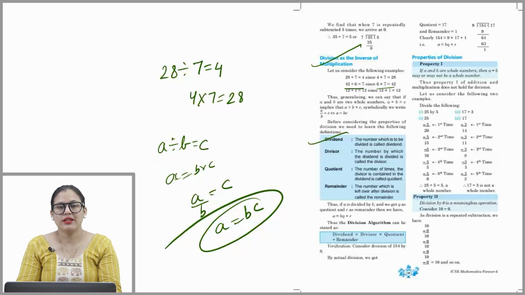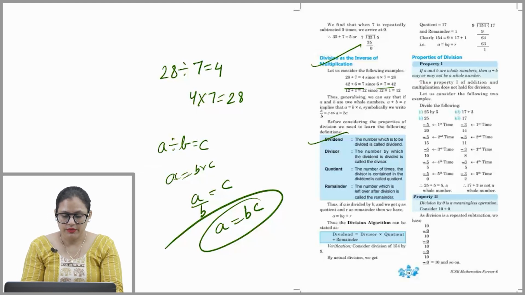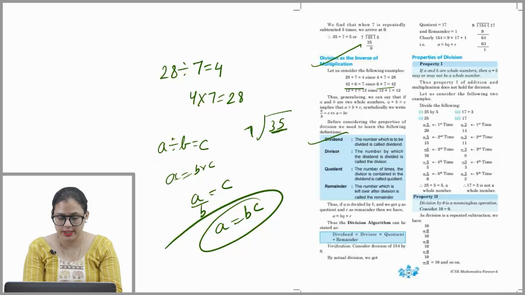Dividend: the number which is to be divided is called the dividend. Divisor: the number by which the dividend is divided is called the divisor. For example, if you are dividing 35 by 7, this is the dividend and this is the divisor. 7 5s are 35.